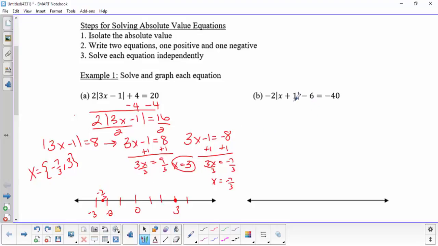Please take a minute and try this example on your own. After you've completed it, restart the video and watch how it's done to make sure you solved it correctly.